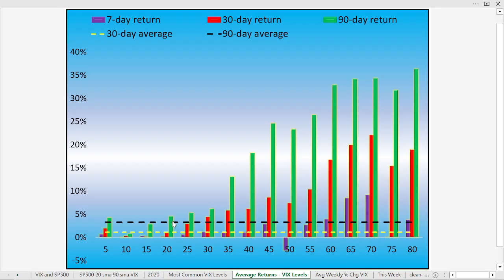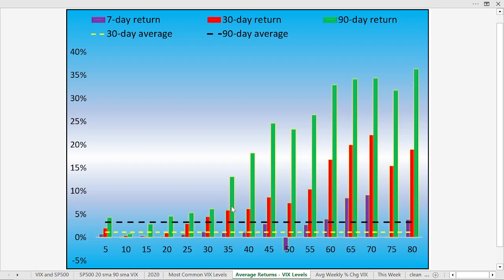So for example, when we see the VIX at a 20 level, the 90-day, which is the green line again, the 90-day return on investment is around 4%. But remember, the average 90-day return is 3%. So you make a little bit more if you only buy the S&P 500 when the VIX is at the 20 to 25 level. If you buy the S&P 500 when the VIX is at the 25 to 30 level, you average around 5%. But take a look at this.